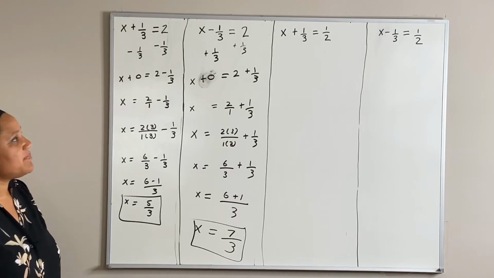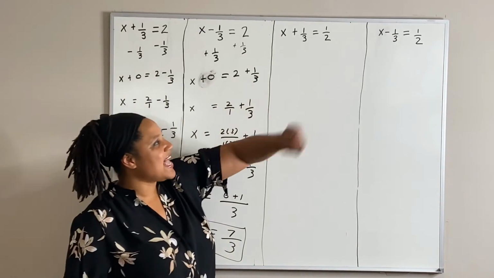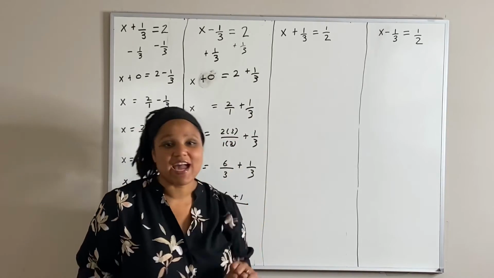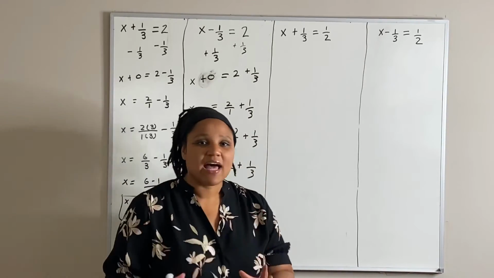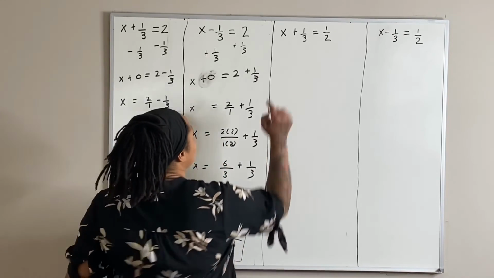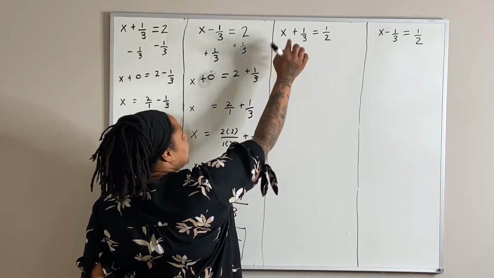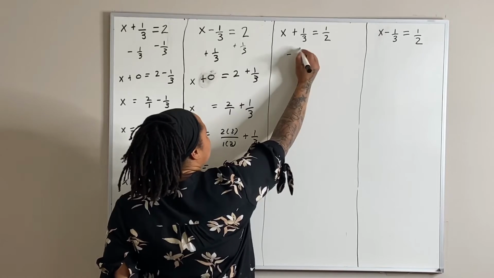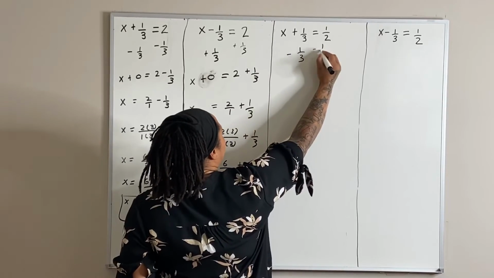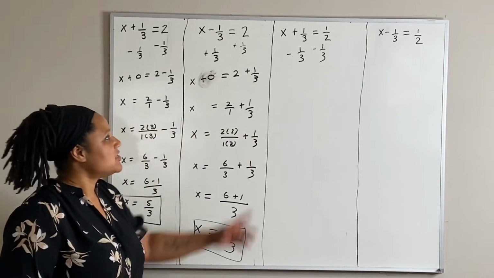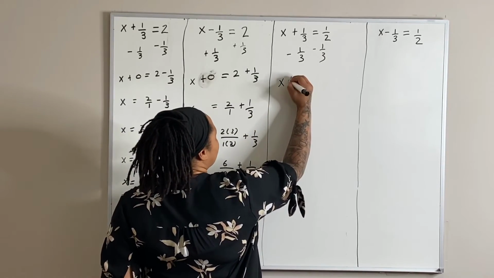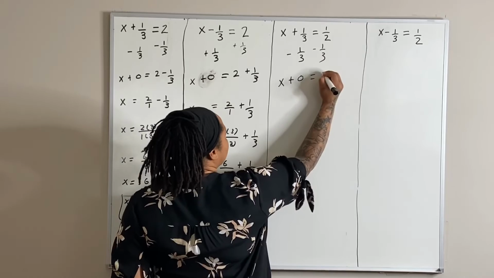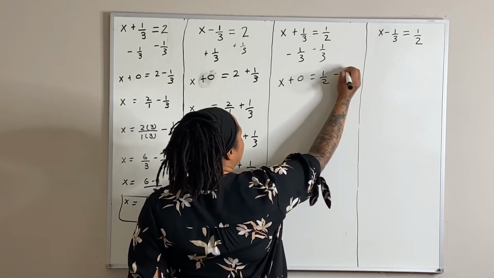Okay, we're on a roll. We're moving, right? Notice that these last two over here, we have a fraction on both sides of the equation. We will still apply the same exact concept. So we have an addition sign. That means we want to subtract 1/3 from both sides, right? So writing it out in a linear way here, we have x plus 0 is equal to 1/2 minus 1/3.